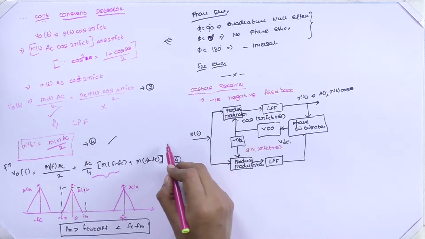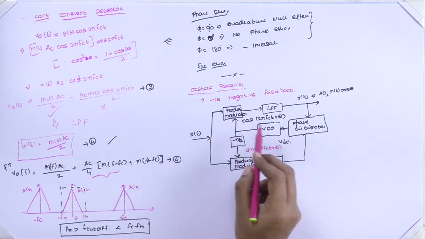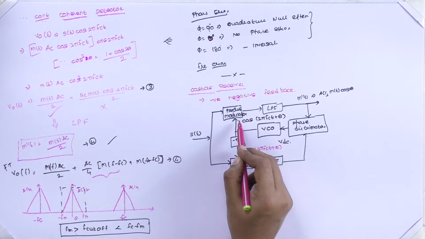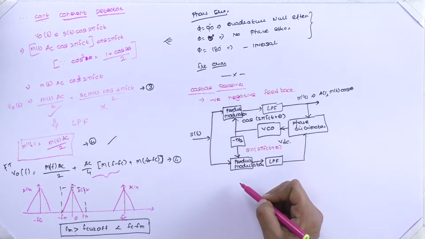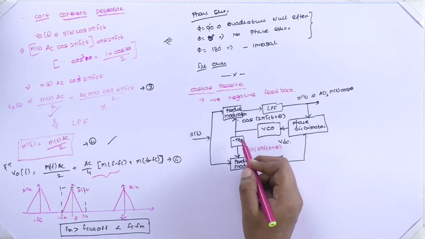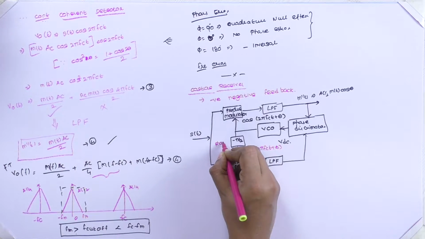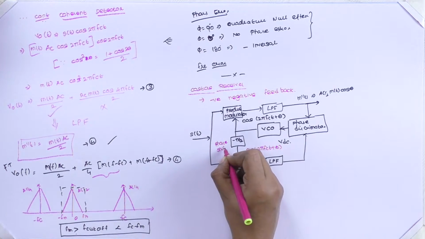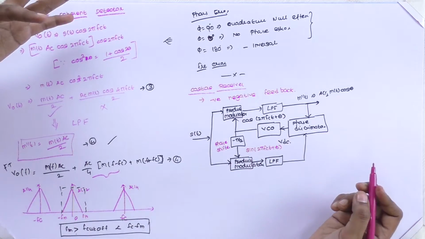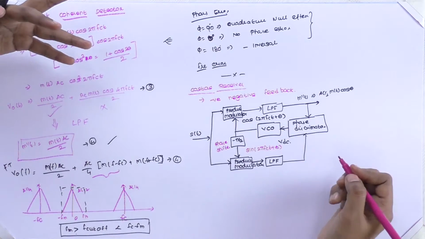Therefore, we are applying the modulated signal S of t to the product modulator. One of the inputs for the product modulator is the carrier signal cos of 2 pi fct plus theta, and the other input is the carrier shifted by 90 degree using the phase shifter. Therefore, when it is cos, it will become sin of 2 pi fct plus theta.